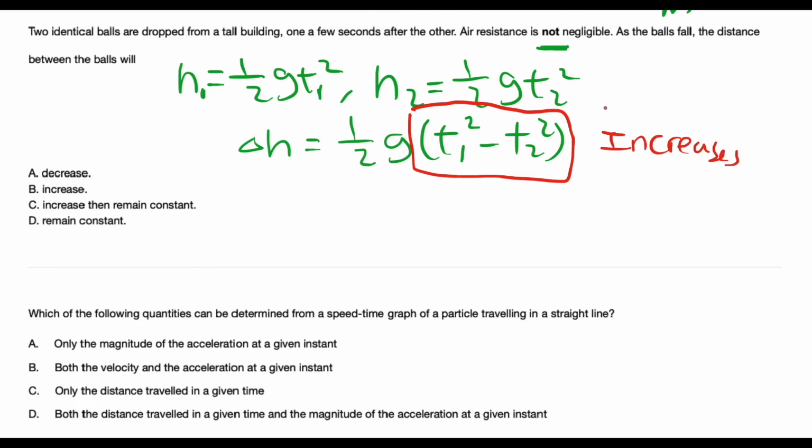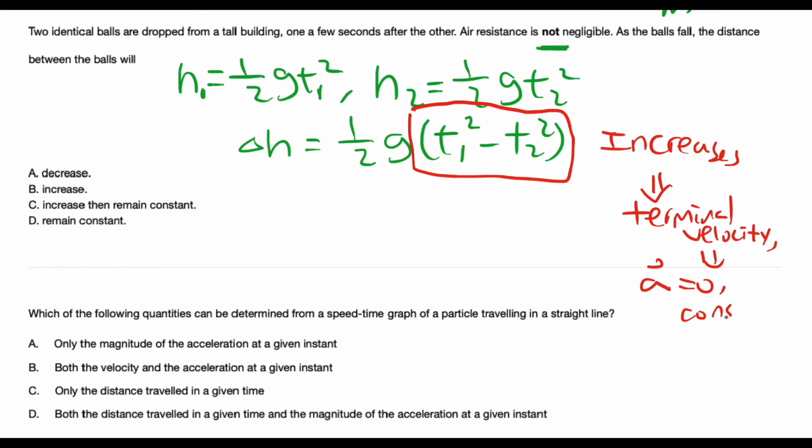However, because air resistance is not negligible over time, they're going to reach terminal velocity. So acceleration is going to be equal to 0, and both are going to be moving at constant velocity. So moving at a constant velocity, the distance between the two objects will remain constant. So the answer will be C.